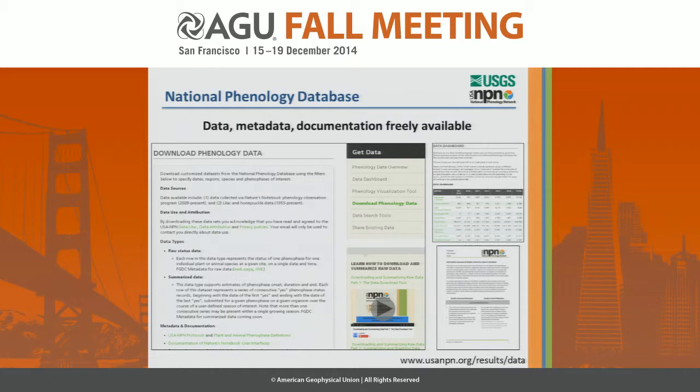It's hard to show a picture of a database. They're really quite boring, with all due respect to my IT coordinator back there. So I'll just show you how to go get the data.